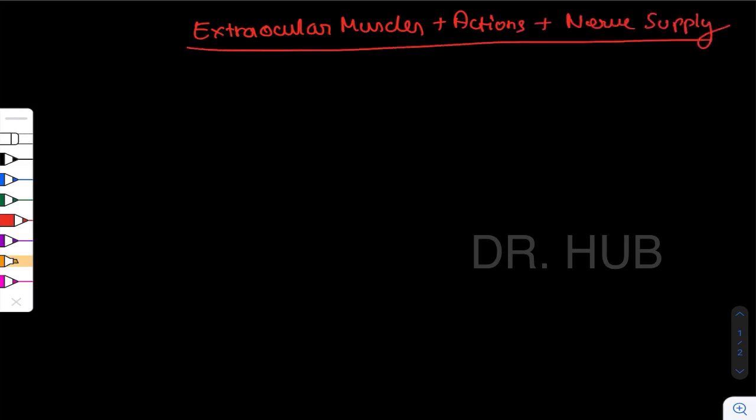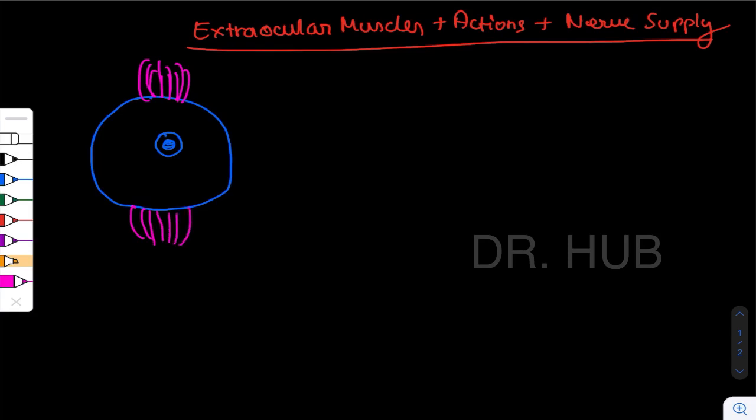Hello everyone. So today we'll be looking at the extraocular muscles, their actions as well as their nerve supply. So firstly I'll be drawing the diagram of the extraocular muscles. This is on the top, this is on the lower side, this is the lateral and the medial side. This is on top and this is on the bottom again.